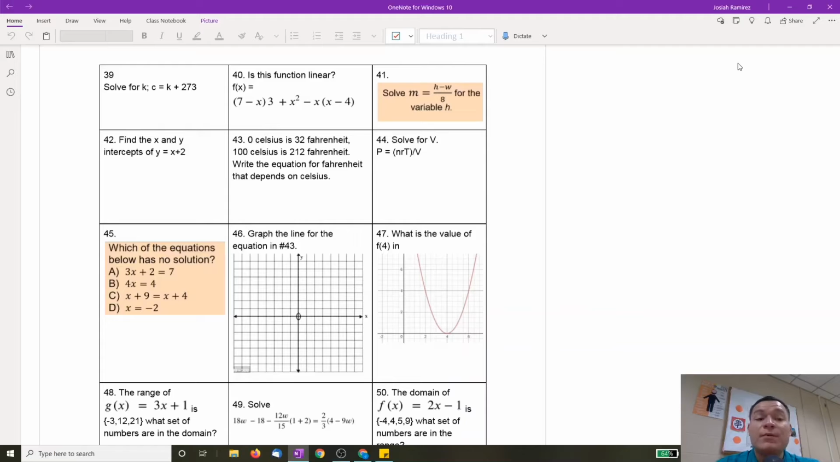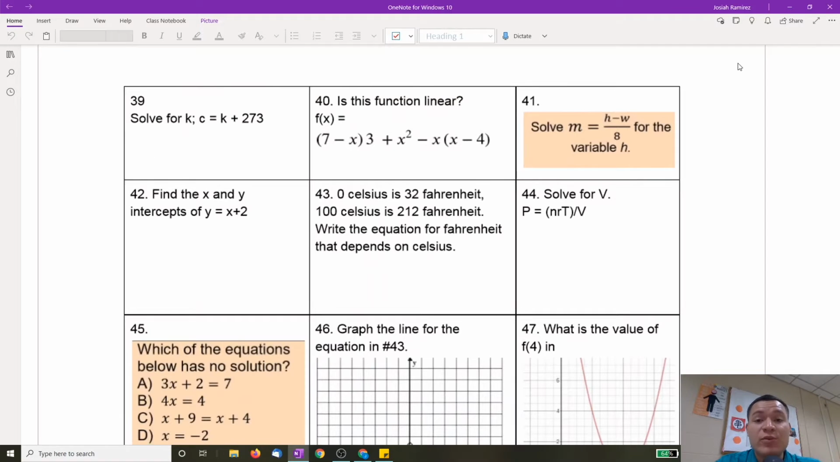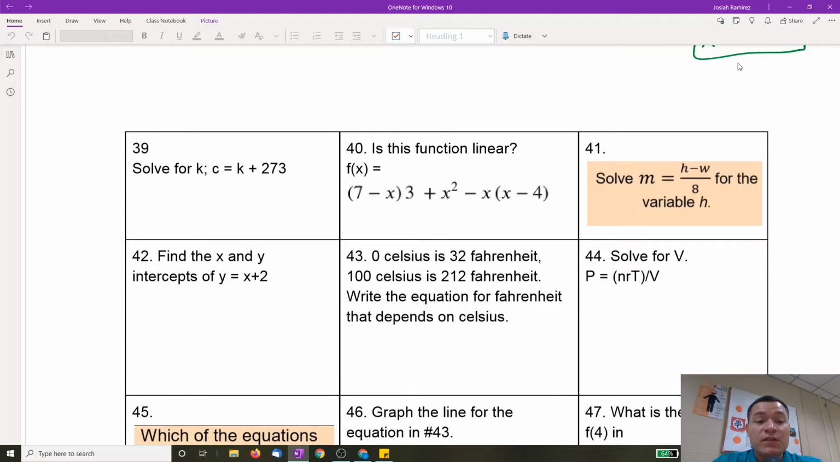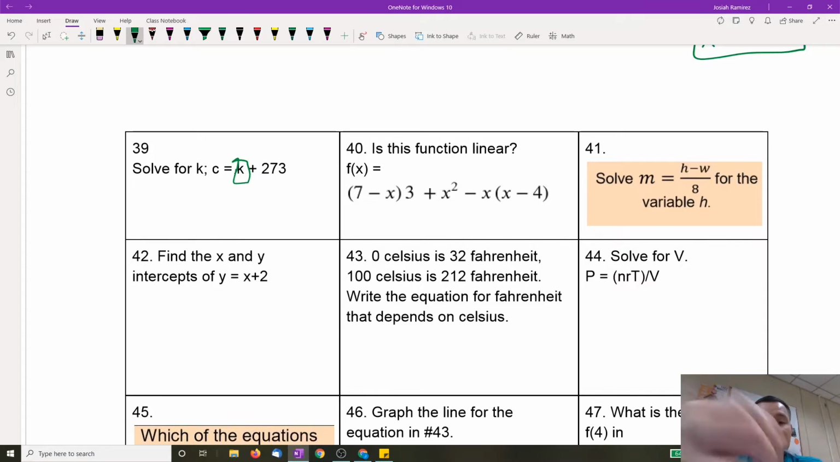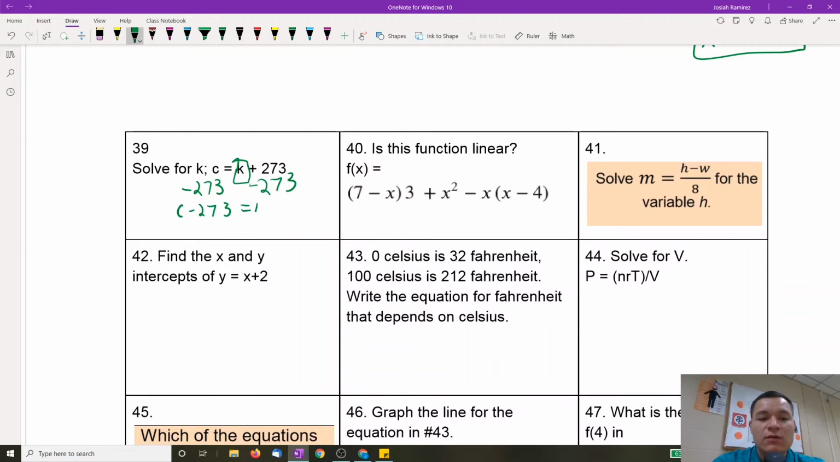In this video I'm going to be going over the fourth page of the Algebra 1 Semester 1 review. The first question wants you to solve it for k. So let's put a box around what we need to get by itself. We need k to be alone, and next to it we have a plus 273. We're going to move that to the other side by subtracting it. And that'll leave you with c minus 273 equals k, and you're done.